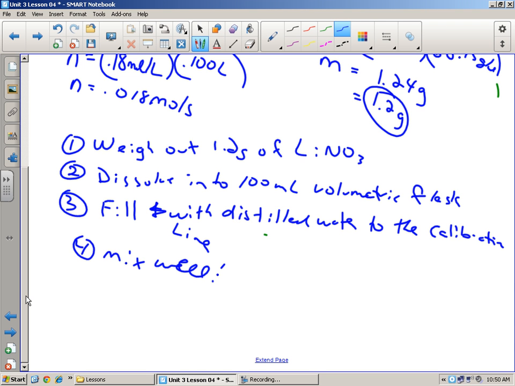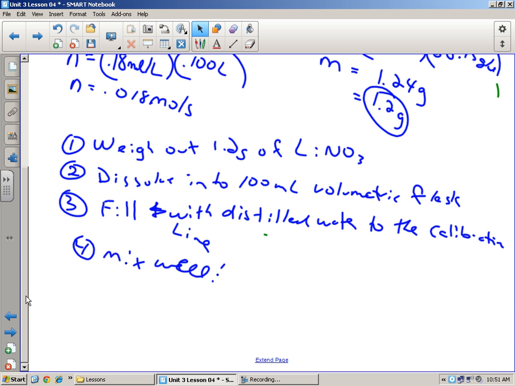Mix well. So weigh out 1.2 grams of lithium nitrate. You're going to dissolve that into a 100 milliliter volumetric flask, fill to the calibration line with distilled water, and mix well. And as long as you have something similar to what you see up here, that's the main thing for that. Okay? So that's what we're going to do for that. All right? Good? Questions? Okay.